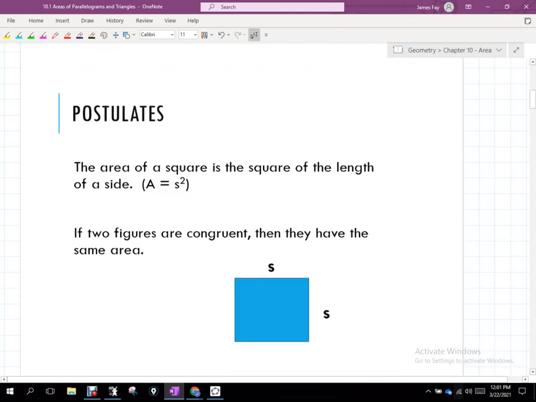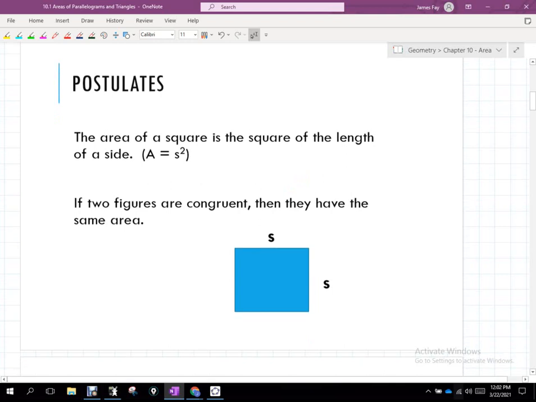It says the two figures are congruent and they have the same area. If they're congruent, then all the components that fit into the formulas for area will be the same components. Therefore, they will evaluate the same way, so they'll have the same areas. Okay, we know that, right? That's not earth-shattering information there. The area of a square, side times side.